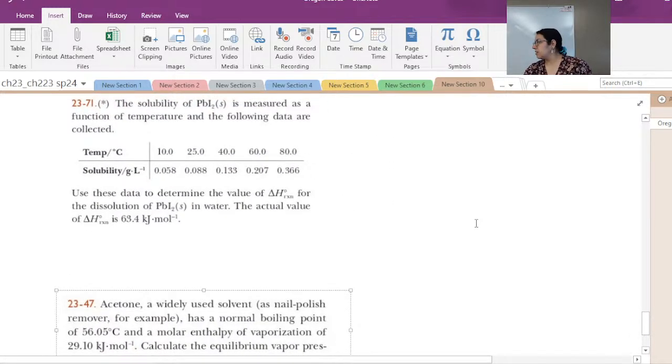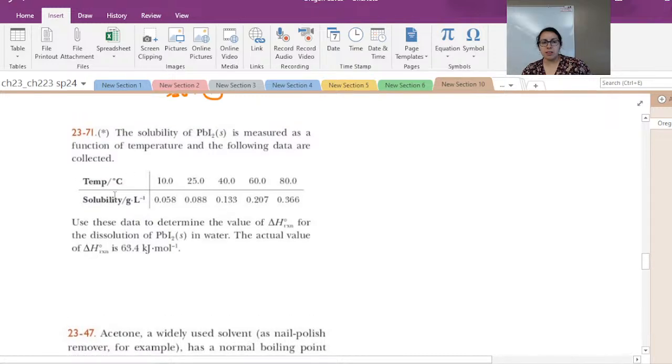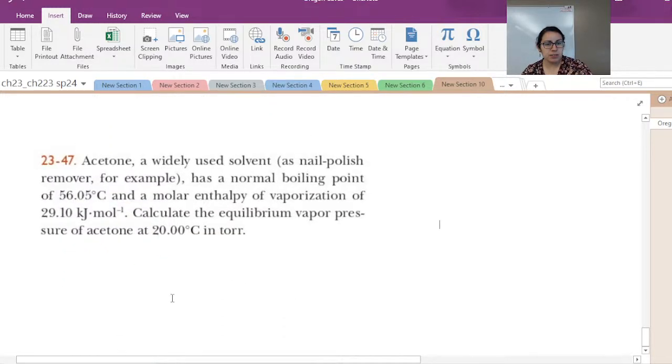How are we feeling? I'd like to maybe go through both. Let's try the acetone one first. I think it's a little simpler, and then let's go back and we'll do the solubility one. That one's a little tricky.